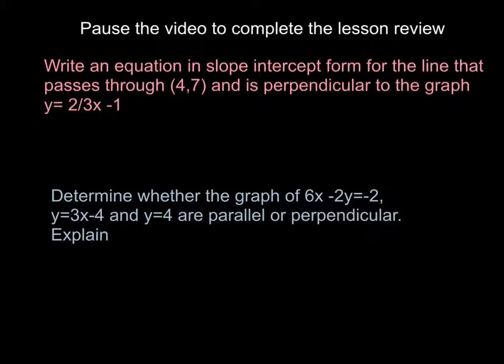The first example says write an equation in slope-intercept form for the line that passes through (4, 7) and is perpendicular to the graph y = 2/3 x - 1. The second one says determine whether the graphs of 6x - 2y = 2, y = 3x - 4, and y = 4 are parallel or perpendicular, and explain.